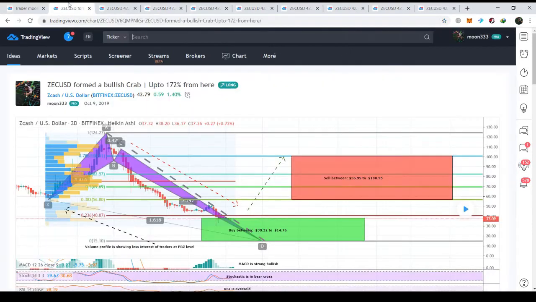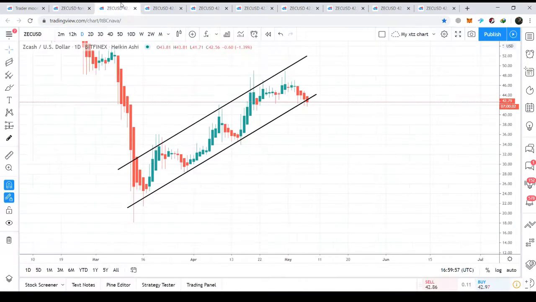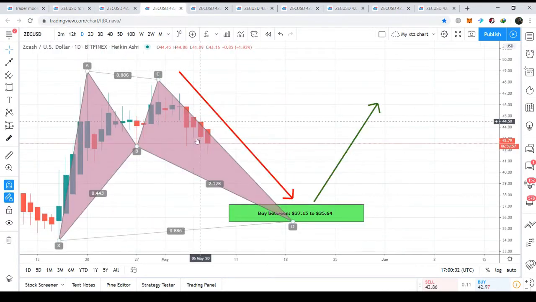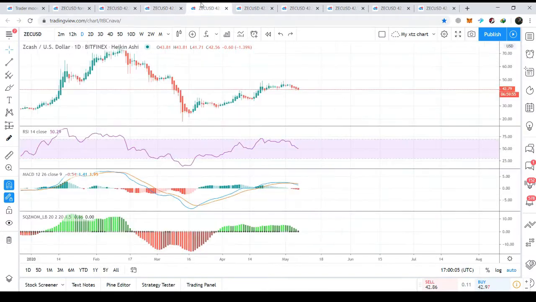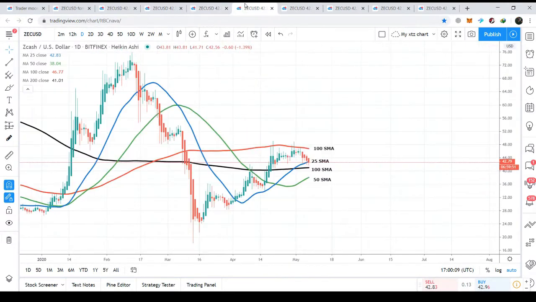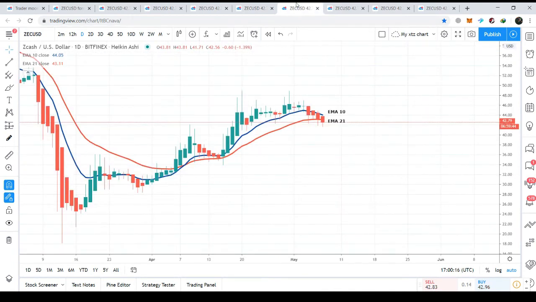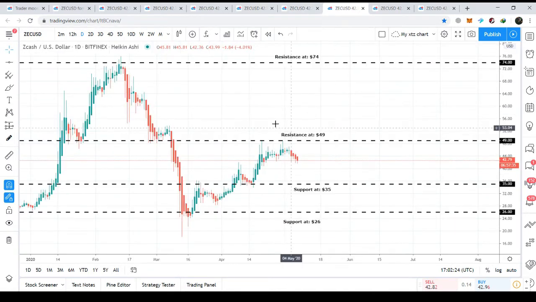Today, first of all, I want to have some recap with you guys on my previous chart that I've shared with you guys, and after that we'll watch this up channel that has been formed on the daily chart and this bullish bat pattern as well. And I want to show you how the indicators on the daily chart are turning bearish, and we will also watch the movement of the simple moving averages on the daily chart as well. And we will also look at the exponential moving averages. And we will also look at the support and resistance levels for Zcash.